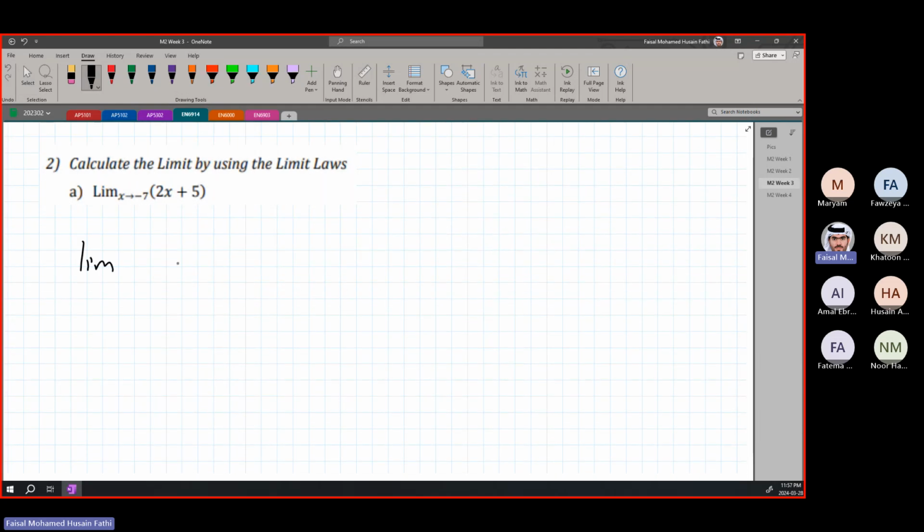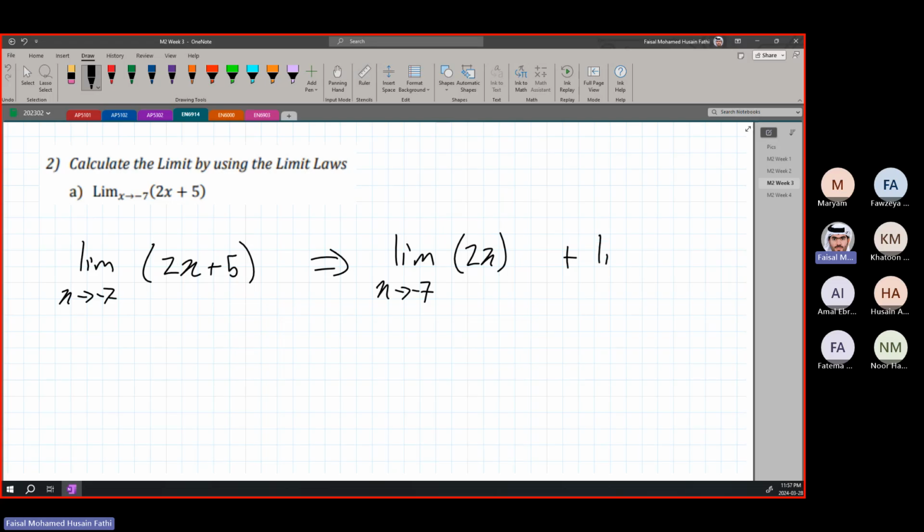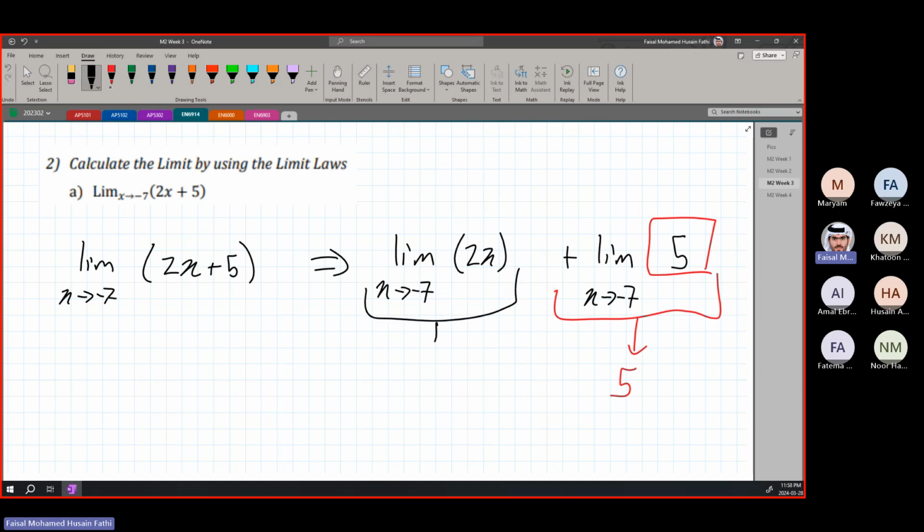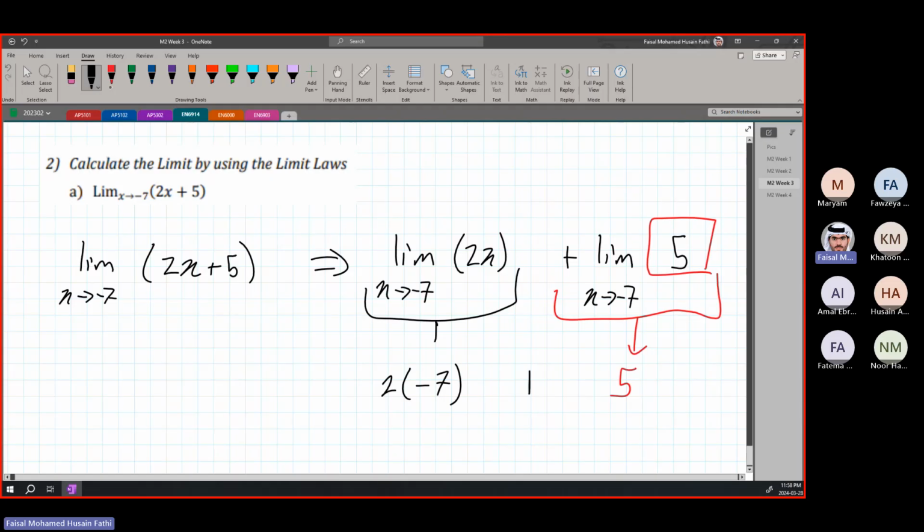So here we have the limit of x as it goes to minus 7 of 2x plus 5. The limit laws, all it says is we can separate this and write it this way: the limit of 2x, and then plus the limit as x goes to minus 7 of 5. Obviously, it goes without saying the limit of a constant is the constant itself. So this whole part is just going to be equal to 5. And then here we just put the minus 7 inside. So this part is just going to be 2 into minus 7 plus 5. So the answer is minus 14 plus 5, which is equal to minus 9.